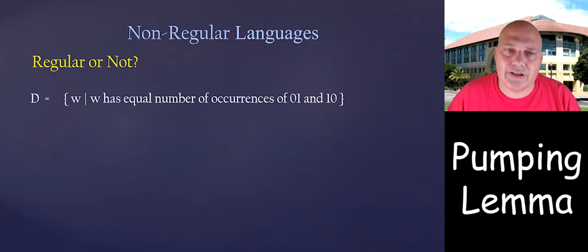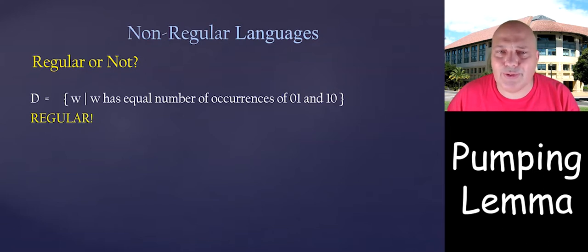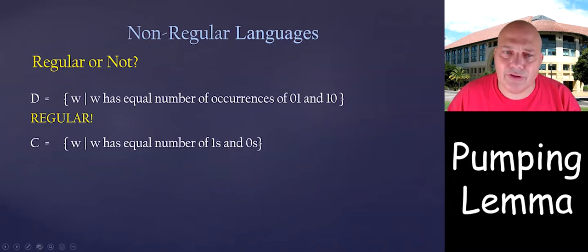The first language is D, which is all the strings W that have equal number of occurrences of 01 and 10. This is regular because we argued it in our last video. And we argued it through a wise way of restating this language and understanding this language. Now let's look at another language that seems pretty similar. So C, which is all W's that have equal number of ones and zeros. And this turns out to be not regular.